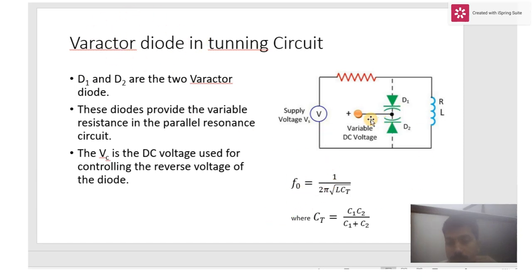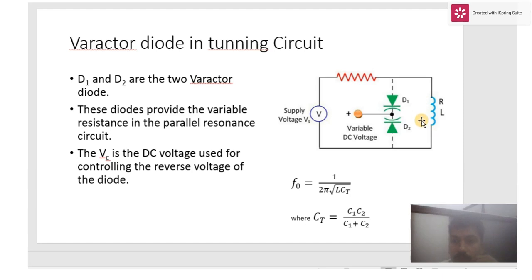Here there are two Varactor diodes, D1 and D2, and a positive supply is applied on the cathode. When you apply a positive supply voltage on the cathode, it is in reverse bias. If you vary the voltage applied here, it will vary the capacitance of D1 and D2. Considering the frequency, F0 is equal to 1 by 2 pi root of LC_T. If you want a different frequency, you have to change the capacitance. The capacitance and inductor value variations will vary the frequency.